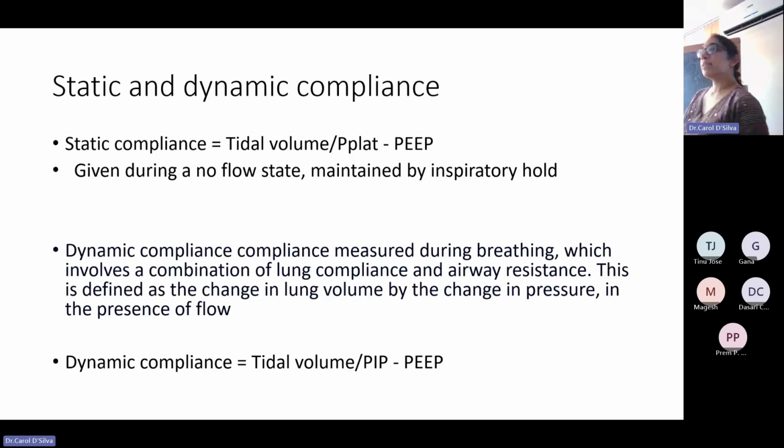Okay. So compliance is what? Compliance is change in volume by change in pressure. So your static compliance is nothing but tidal volume. Why is it not delta V? Because it's basically 0 minus the tidal volume, or tidal volume minus 0. To begin with, this was 0, right? You're giving 500. So that difference is, say the tidal volume is 500. 500 divided by your plateau pressure minus PEEP.